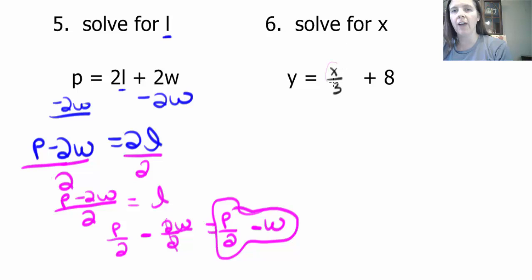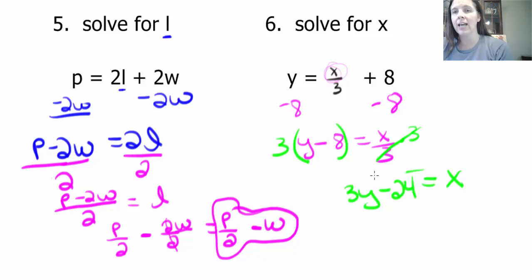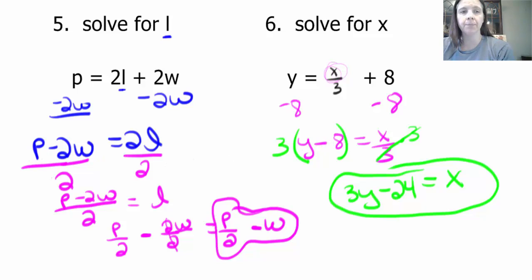So now we're solving for X, this X right here. We're going to subtract 8. So Y minus 8 equals X over 3. And how are we going to get rid of that 3? How are we going to get X by itself? Well, you do the opposite. You multiply by 3. But you have to multiply this whole side by 3. So you kind of got to distribute. So 3W minus 24 equals X. Because you have to multiply the whole side by 3.